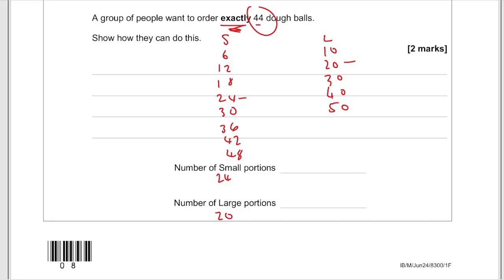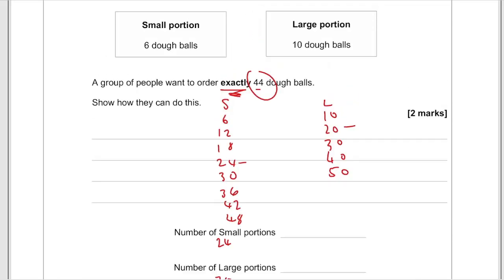But now let's go back to the question and read back up at what the question actually tells me, because that tells me how many actual dough balls I want. What it says in there is a small portion is 6, so I've got 1, 2, 3, 4 small portions, and I've got 1, 2 large portions. So my answer is 4 and 2.